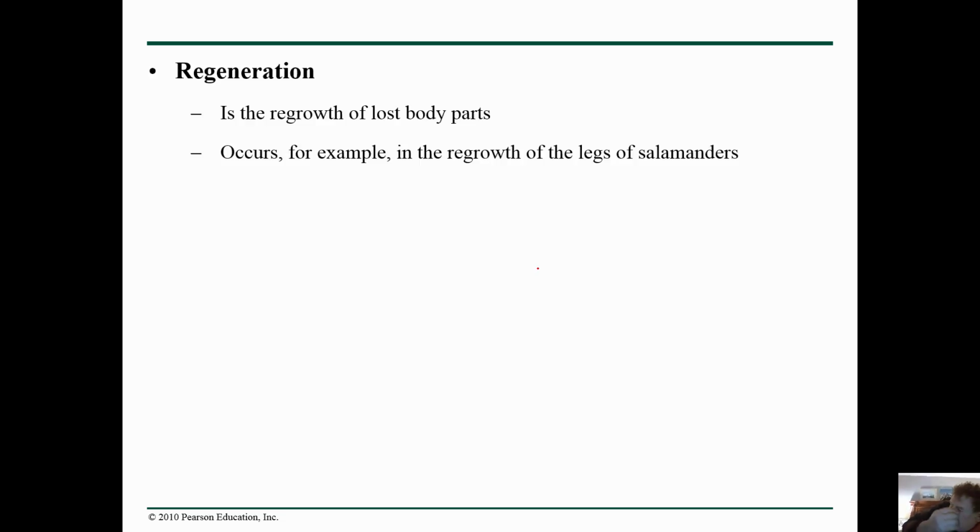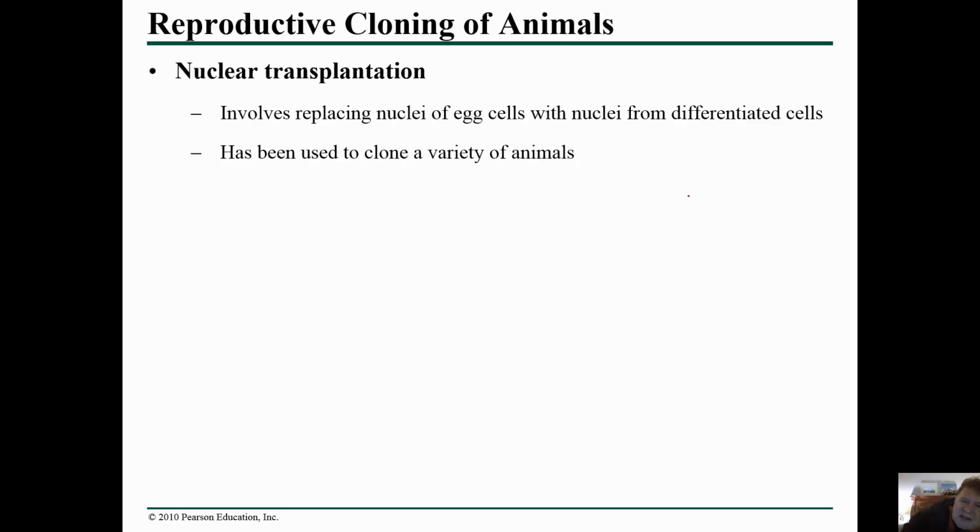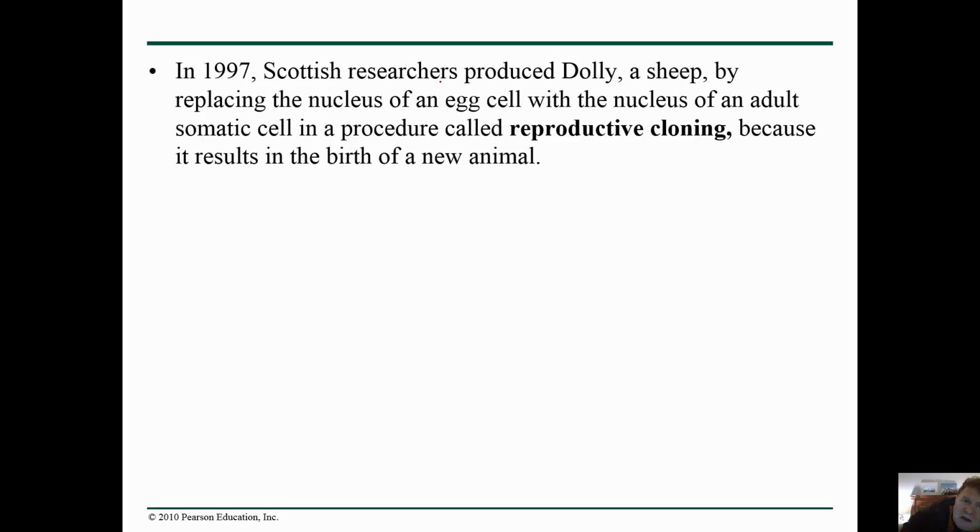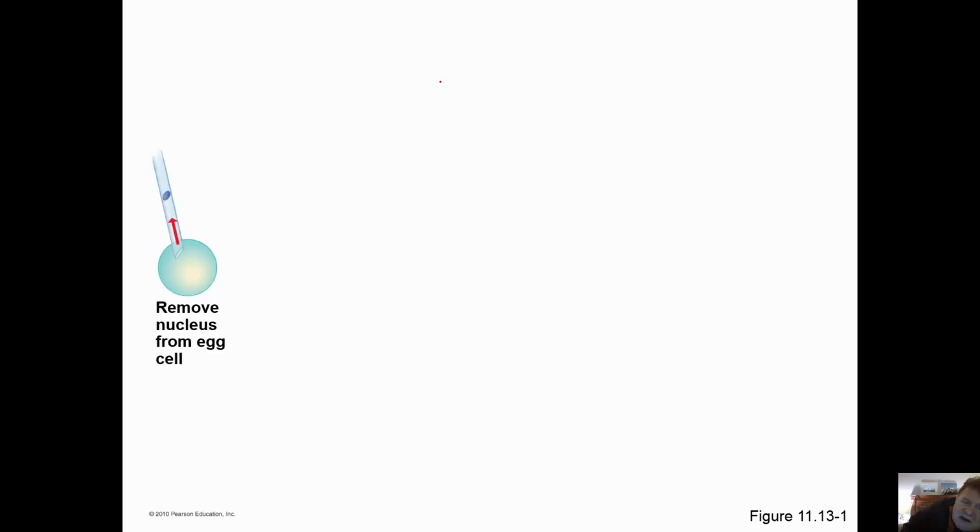Now, in mammals and in animals, it's a little bit different. And again, we've seen the regrowth of the legs of the salamander, of the tails of the salamander, and so we thought that maybe cloning might be possible in animals. And one of the things that we do in order to clone in animals is this process that we call nuclear transplantation. And again, this was started in 1997.